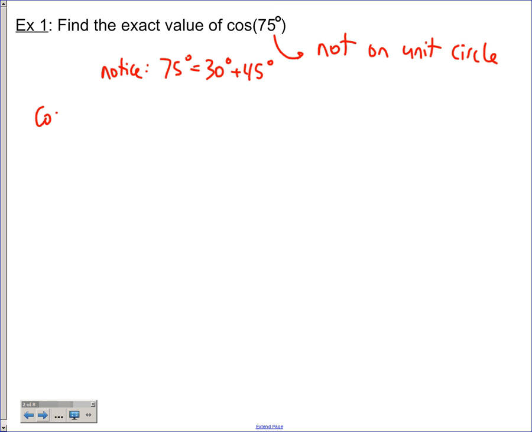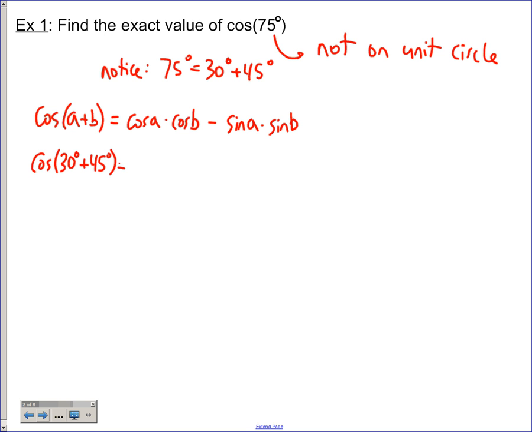So that's cosine of a plus b equals cosine a times cosine b minus sine a times sine b. And now what we actually have is cosine of 30 degrees plus 45 degrees. So we're just going to plug those in for a and b. So this is cosine of 30 times cosine of 45 minus sine of 30 degrees times sine of 45 degrees.